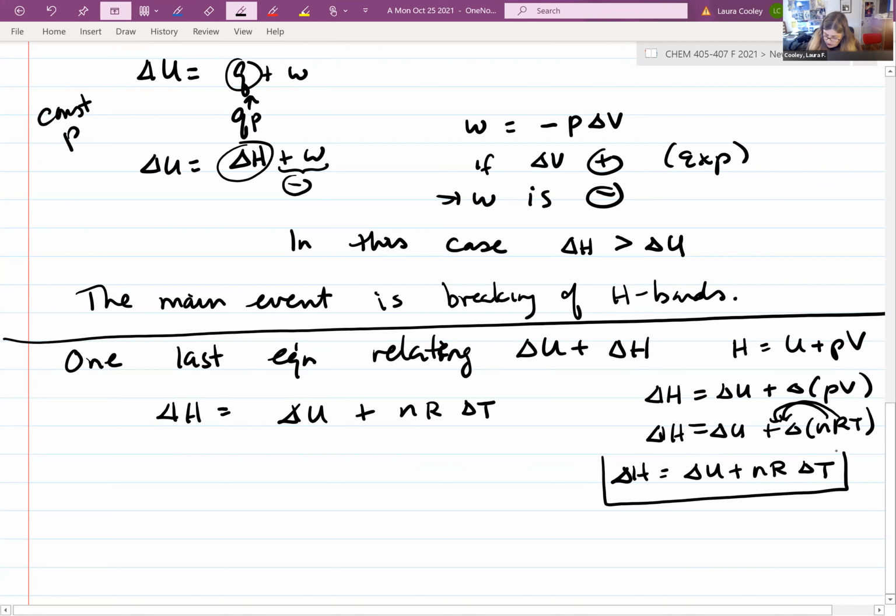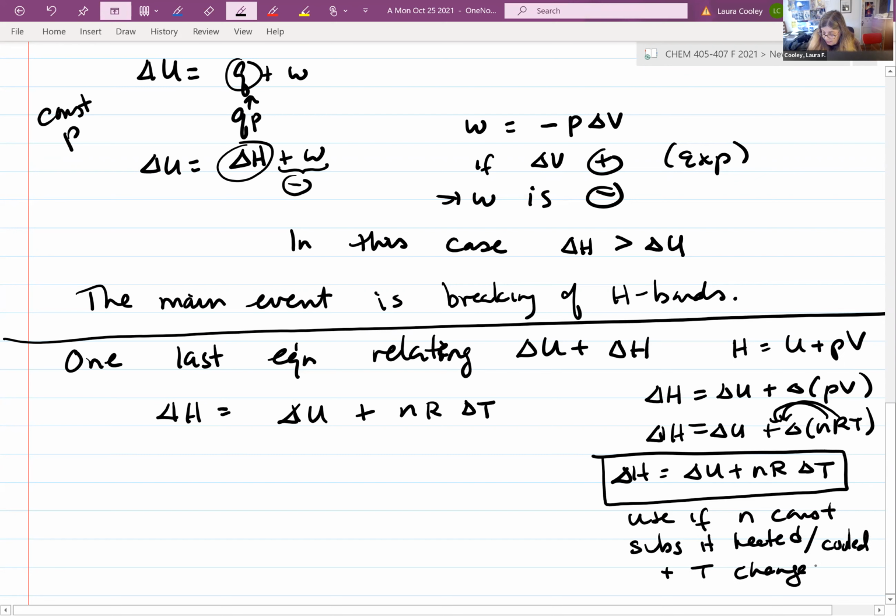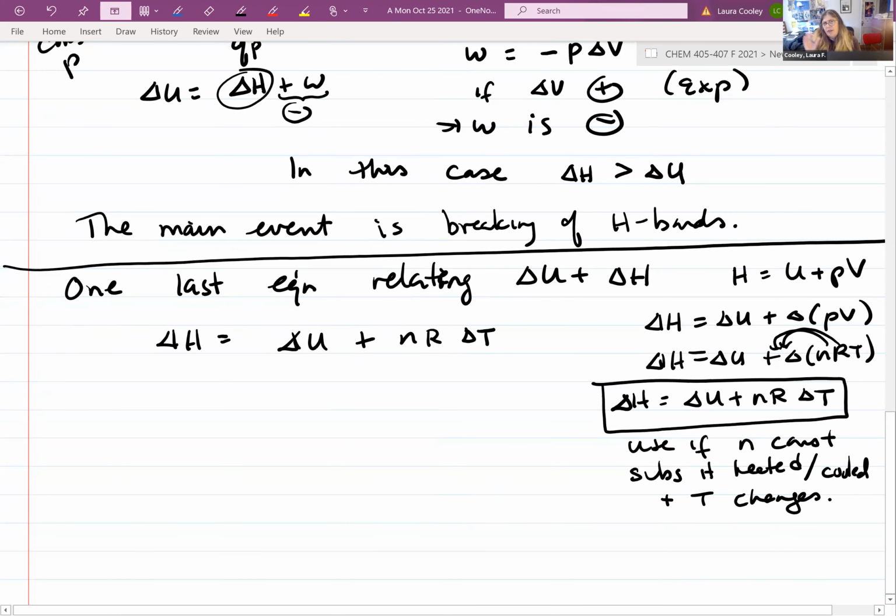And that's the situation, that's the equation you use if N is constant, but the substance is heated or cooled and the temperature changes. But you don't have anything else going on really, like you don't have reactions or phase changes or things like that. Well, in a phase change, you would never have a delta T. So anyway, this is generally used in cases where you just heat or cool a substance.